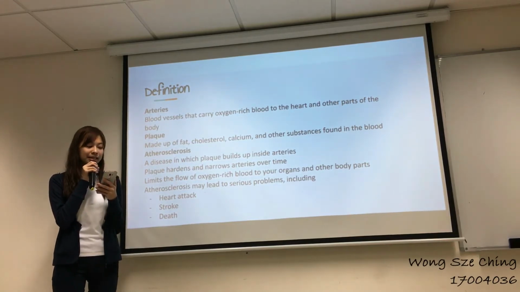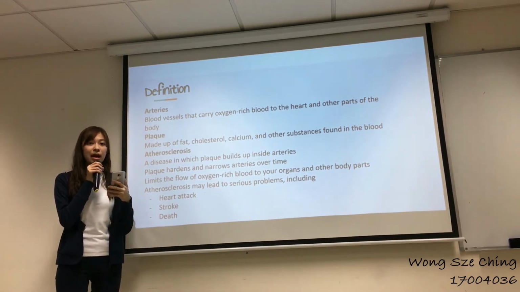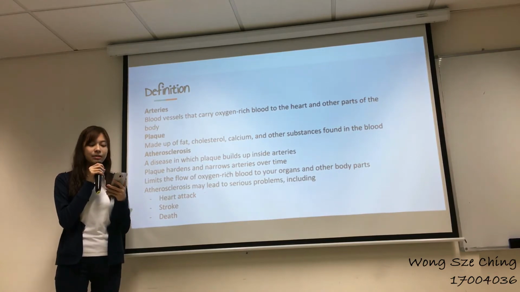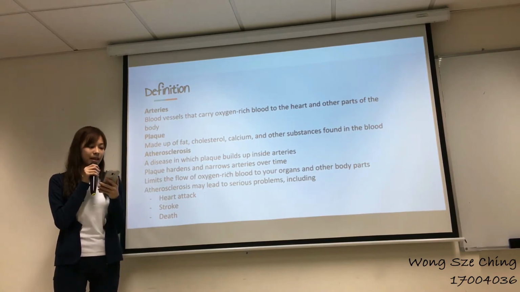First is arteries. Arteries are the blood vessels that carry oxygen-rich blood to our heart or other parts of the human body. Then is plaque. Plaque is made up of fats, cholesterol, calcium, or other substances that may be found in the blood.